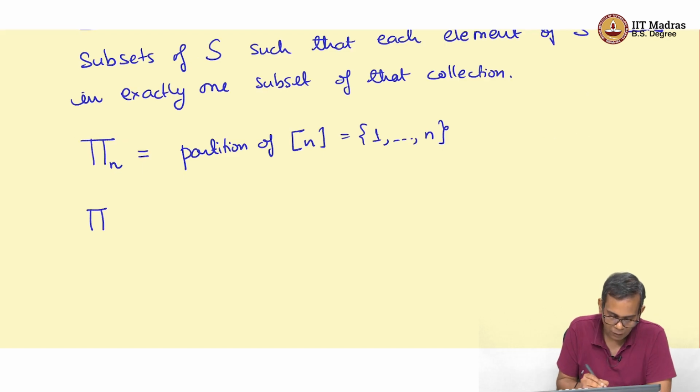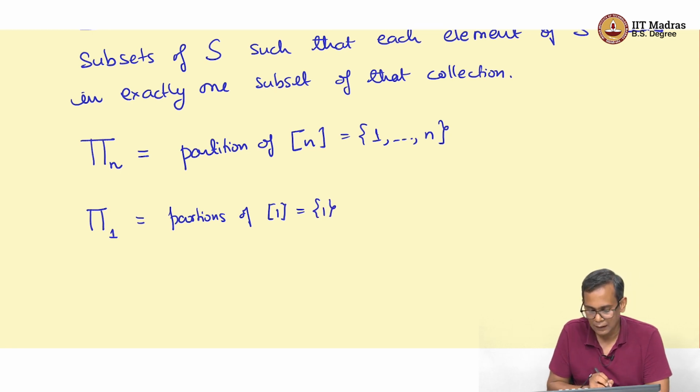What is Pi of 1? This is the set of all partitions of the singleton set {1}, and there is only one. You have to look at a collection of subsets of the set {1} such that each element, the only element here is 1, occurs in exactly one of them. So, this consists of only one subset, which is a singleton.